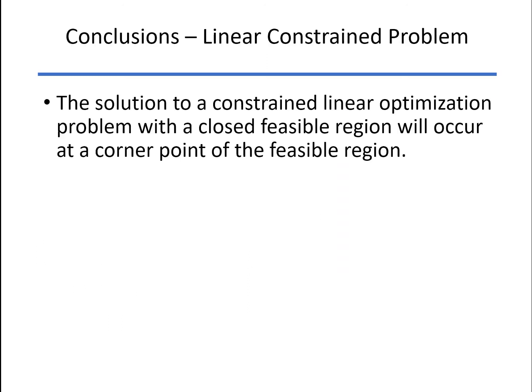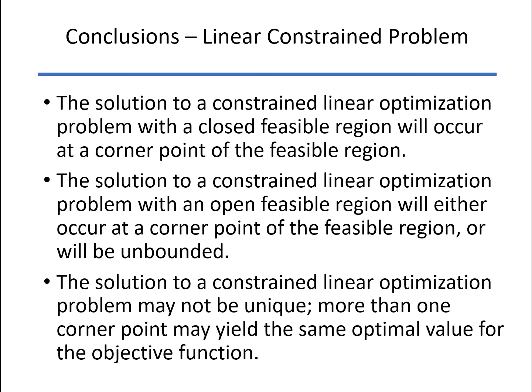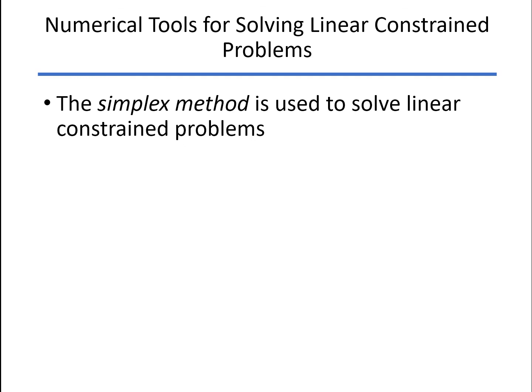What we want to come out of that, though, is that if you have a constrained linear optimization problem and you have a closed region, where the constraints are such that you have limits on your variables, then you're going to end up with a solution that occurs at a corner point of the region. And again, if you have an open region, then you still might get a corner point, or maybe it's unbounded and there's no solution there. But also remember this, the solution may not be unique, that more than one corner point may yield the same optimal value.